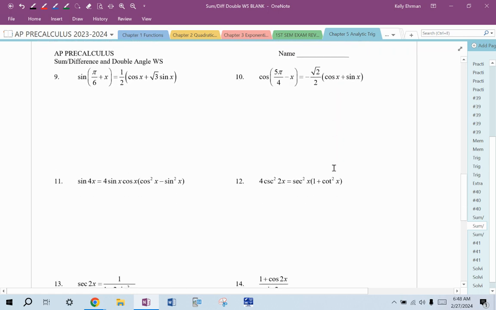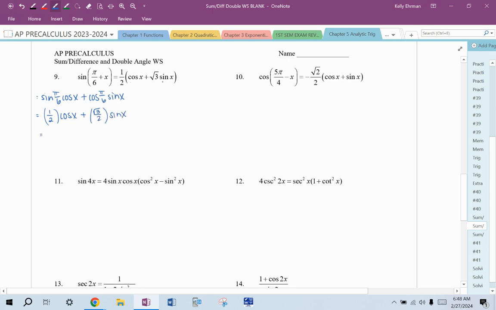Okay, number 9, applying sum and difference again. So this is the sine formula. Sine of pi over 6 cosine of x, match the sign, plus cosine of pi over 6 sine of x. What's the sine of pi over 6? 1/2 cosine x plus cosine of pi over 6 is radical 3 over 2.